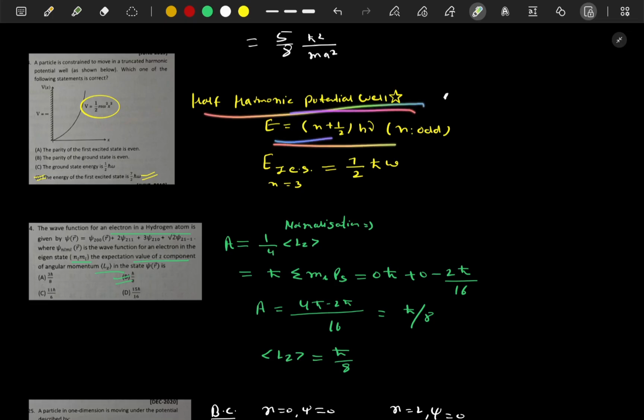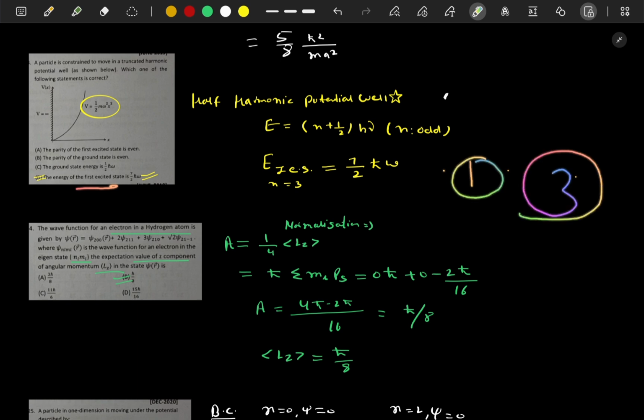Half harmonic potential has energy (n plus 1 by 2) h nu. So n is odd, all n are odd. What is it asking? First excited state. So n equal to 1, n equal to 3. n equal to 0 is not possible, so n equal to 1 is the ground state, n equal to 3 is the first excited state. Put n equal to 3, 3 plus 1 by 2 equals 7 by 2.